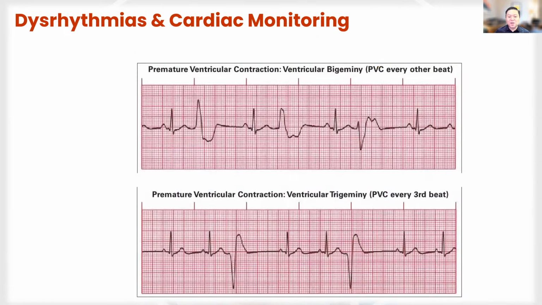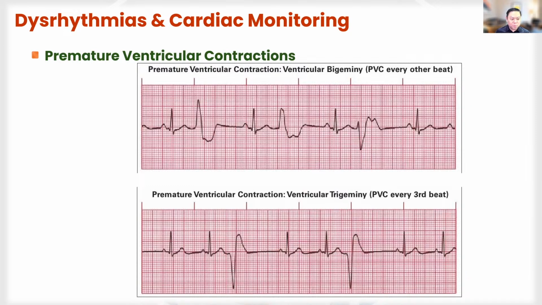Okay, moving on to the next one. We have the premature ventricular contractions, and these are very common, guys. You probably encounter this more than the others when you're working in the med-surg setting. So what are these premature ventricular contractions? They are that irritable ventricles. They are firing way too much electricity, okay? So here, you're going to see different variations of the PVCs.